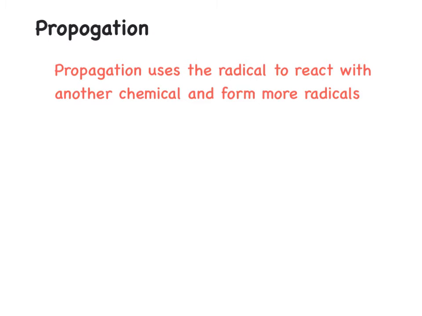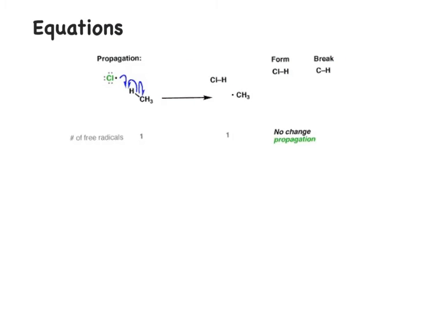Propagation has the radicals then causing further reactions. And normally we form more radicals in this, and they keep pushing on and on and on. So the example we're going to use is this chlorine radical coming next to a methane molecule. Now we see in this that one of the hydrogen bonds with the carbon will be broken.